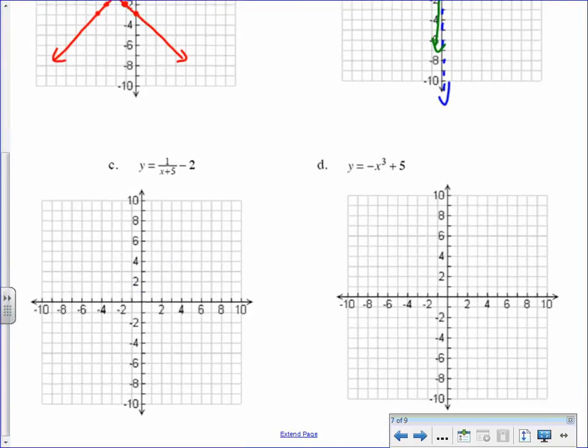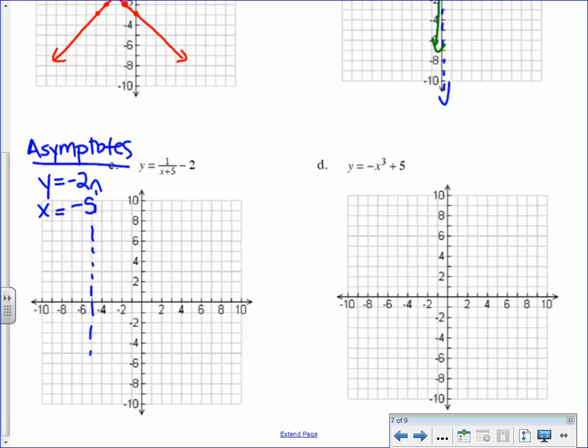For C, this is a hyperbola again, so I can see that my asymptotes are going to be from this h and k. Since k is negative 2, I have an asymptote at y equals negative 2. Since I have plus 5, that means h is negative 5, so x equals negative 5 is my vertical asymptote. So let's go ahead and plot these. Negative 5 for my x value, and negative 2 for my y value.